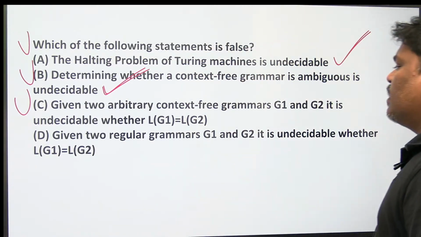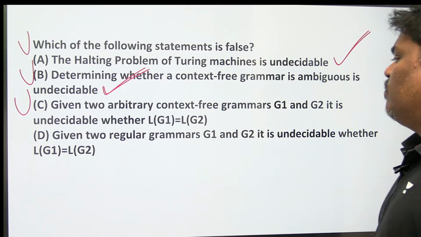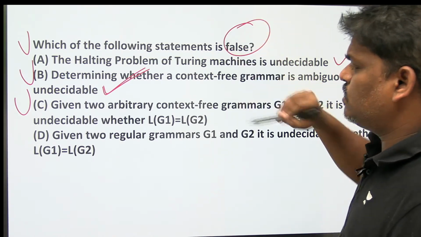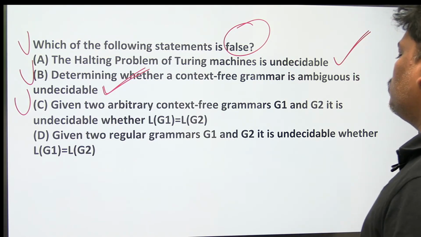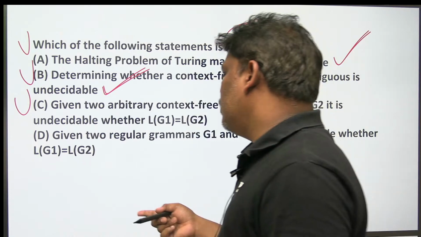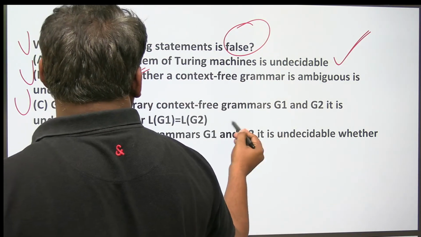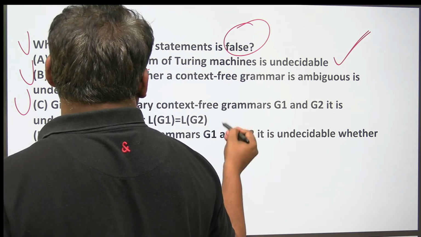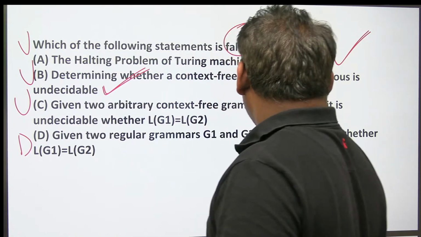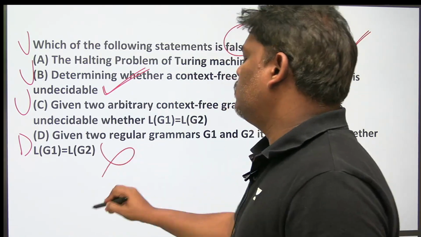Next one, given two regular grammars G1 and G2, it is undecidable whether L of G1 is equal to L of G2. Which one of the following is false? Remember, two regular grammars means two DFAs or two finite automata. Whether two finite automata are equal or not is decidable, because using a comparison table you can compare whether both are equal. So it is actually decidable, but he is saying undecidable. That is the reason it is false.